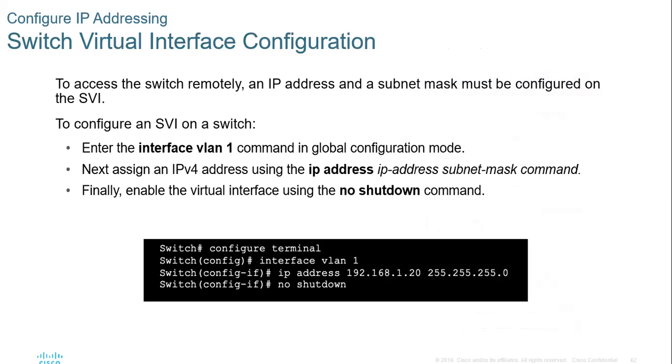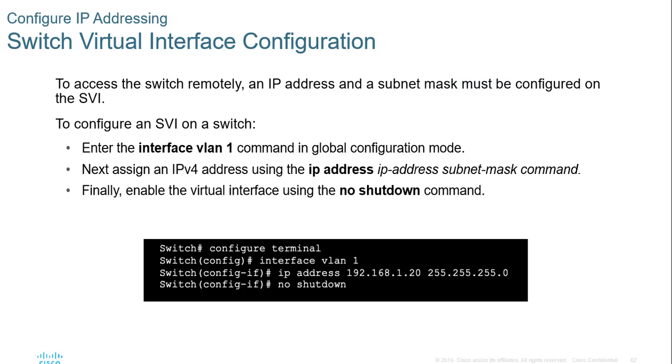Switch virtual interface configuration. To access the switch remotely, an IP address and subnet mask must be configured on the SVI, switch virtual interface. To configure an SVI on a switch, enter the interface VLAN 1 command in global configuration mode. Next, assign the IPv4 address using the ip address subnet mask command. Finally, enable the virtual interface using the no shutdown command.